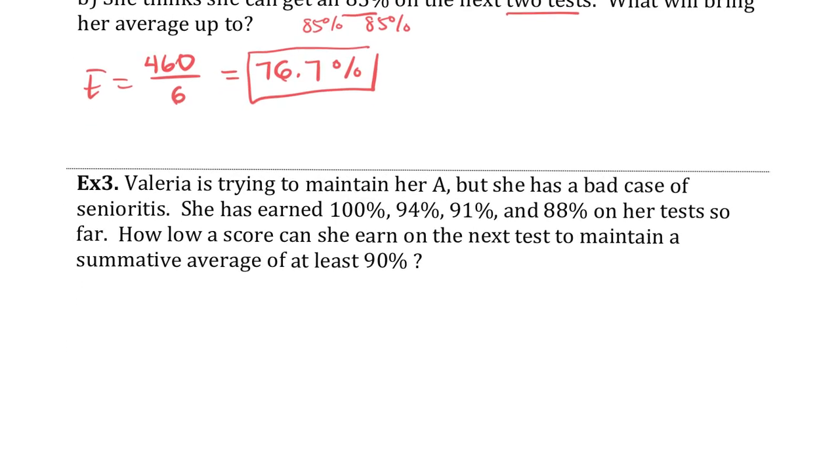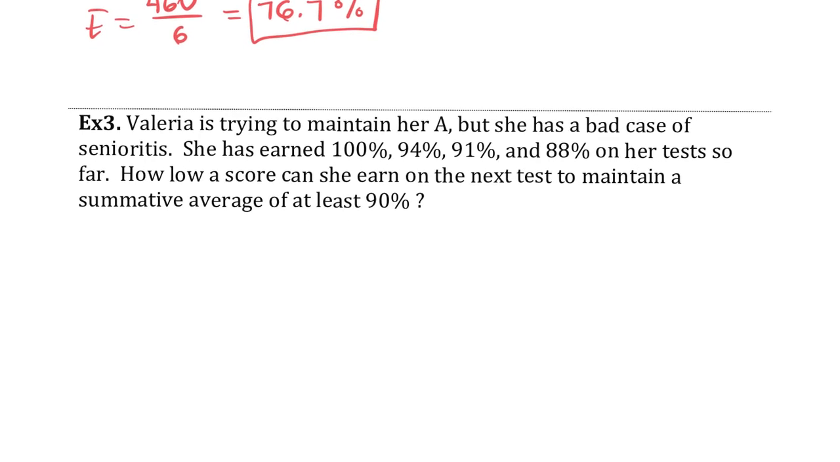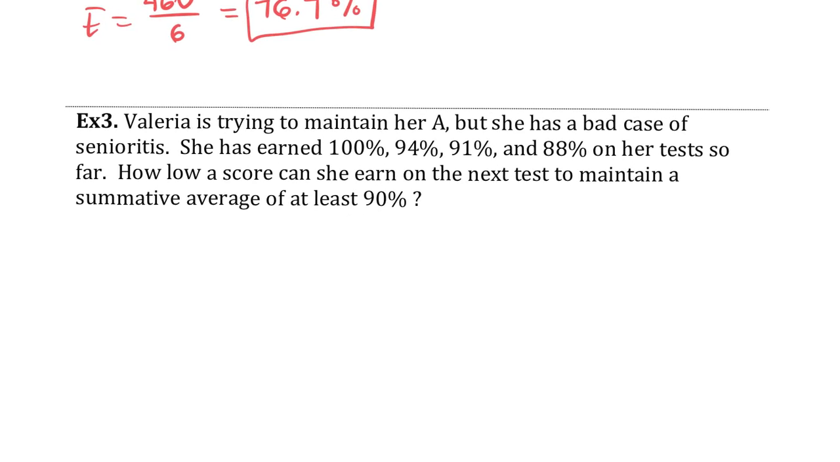Okay, example 3. Valeria is trying to maintain her A, but she has a bad case of senioritis. She has earned 100%, 94%, 91%, and 88% on her tests so far. Good job, Valeria. How low a score can she earn on the next test to maintain a summative average of at least 90%? Okay, let's call our next test X. So I want her average, or her mean, to equal 90% to make sure she keeps her A minus.